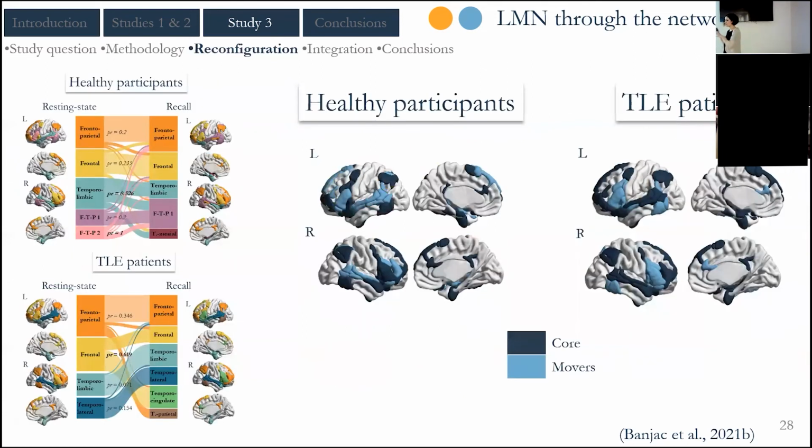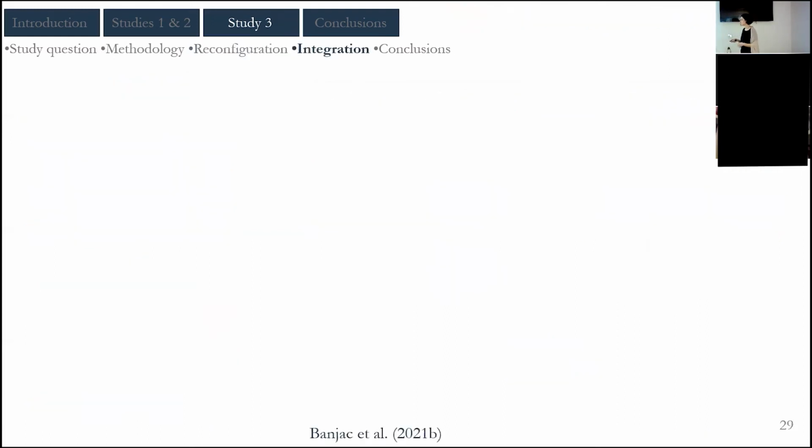So to sum up these results, we see that reconfiguration in healthy participants is based on movement of key language and memory regions, whereas in temporal lobe epilepsy patients, these regions have reduced flexibility. They don't change as much.